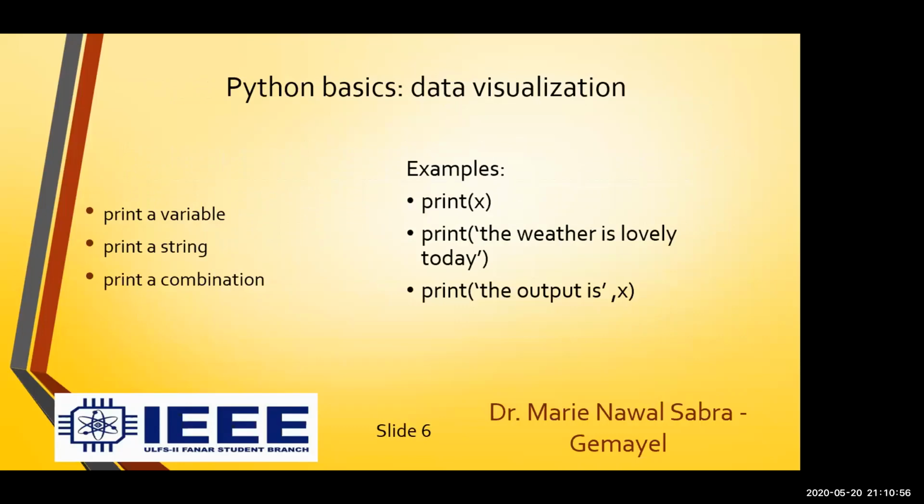Data visualization is how to see an output. So this is basic. You could print a variable with print x between parentheses. I'm using Python 3. Print a string, so print, parentheses, quotes. Print a combination of the two. I can say the output is, and then a comma, and then I put a variable in here, so I get the value of the variable.